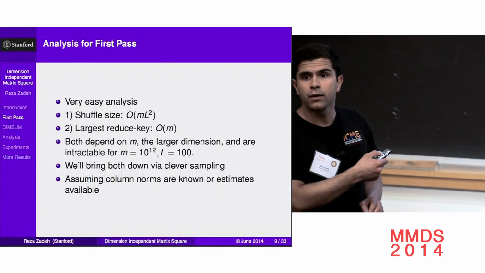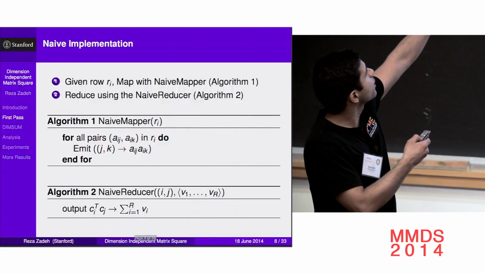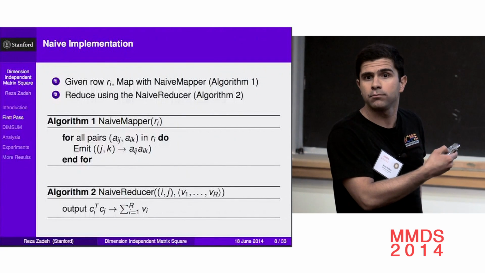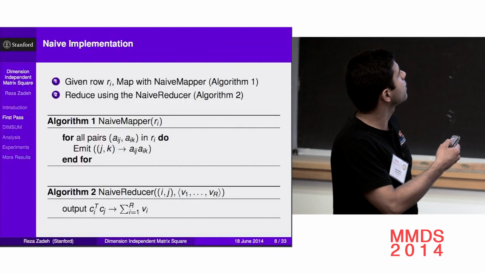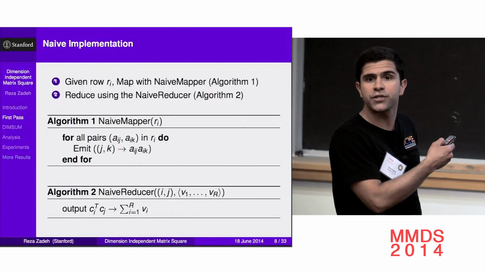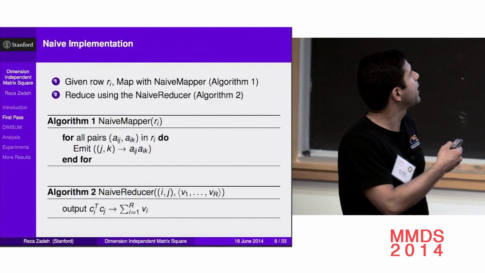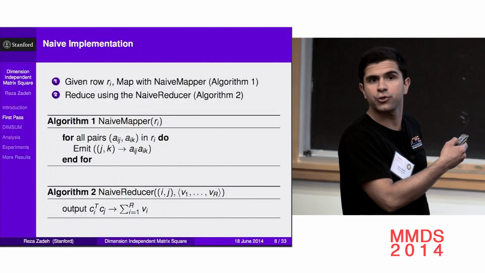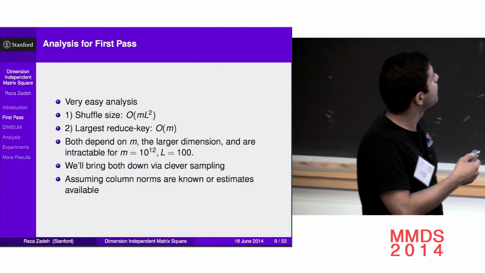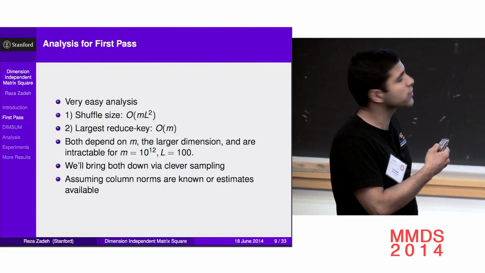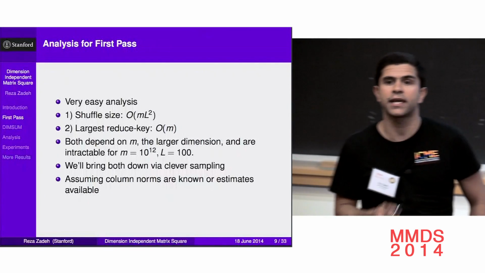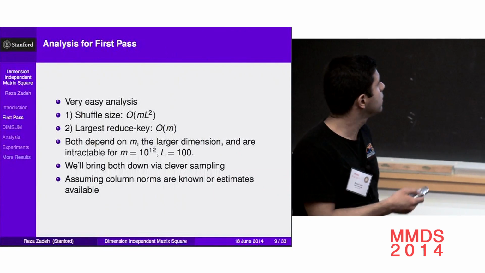Why? Because we're going to run this mapper over all of the rows of the matrix, of which there are m. And we're looking at all pairs of non-zeros in the row, of which there are at most L, and emitting. So L choose 2 is O of L squared, and that's it. So that's O of m L squared. So already there's a dependence on the very large dimension, m. So we're going to shuffle potentially all of the data around the network times L squared.